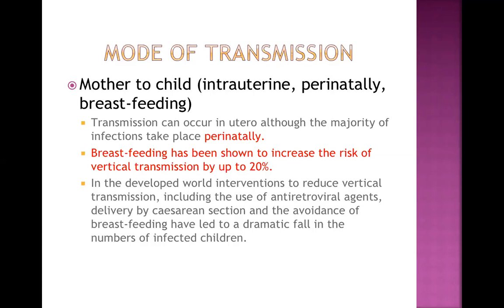This is a very important question for you. If the examiner asks how we can decrease the transmission by the vertical route, or mother-to-child transmission, your answers are these three points. One, use of antiretroviral agents in the mother. Two, use of cesarean section at the time of delivery. And three, avoid breastfeeding.